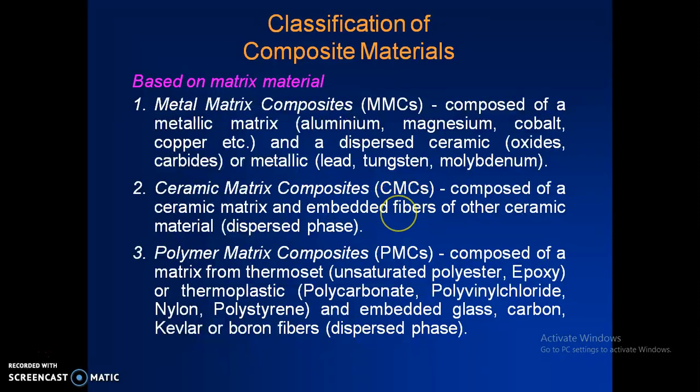In metal matrix composites, metal acts as the matrix, and the other reinforcement material, ceramic or metallic, acts as the reinforcement. Whereas in ceramic matrix composites, ceramic acts as the matrix as well as the embedded fibers of other ceramic material. In polymer matrix composites, the matrix material is a thermosetting resin or thermosetting polymer or thermoplastic polymer, and the embedded fibers are glass, carbon, Kevlar, and so on. This is based on matrix material.